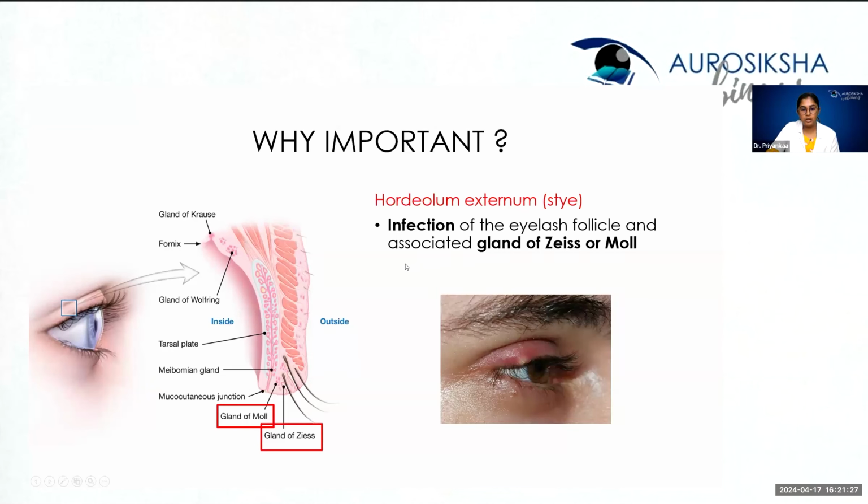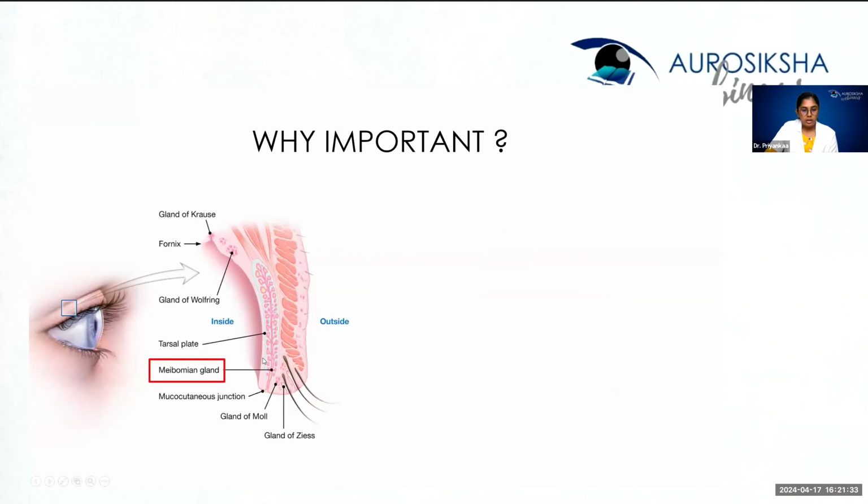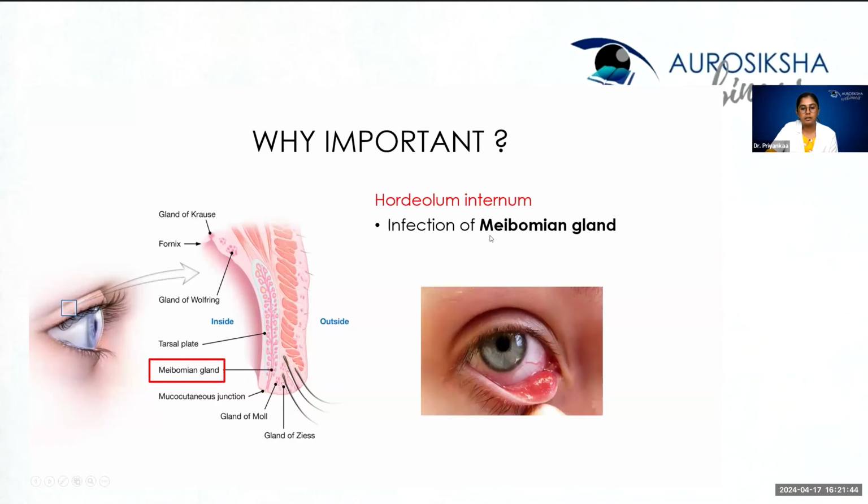This is infection of the eyelash follicle and the associated gland of Moll. Similarly, an infection of a meibomian gland, which is situated on the inside of the eyelid, is called hordeolum internum. Inside is internum, so you can remember it like that. It is infection of the meibomian gland.